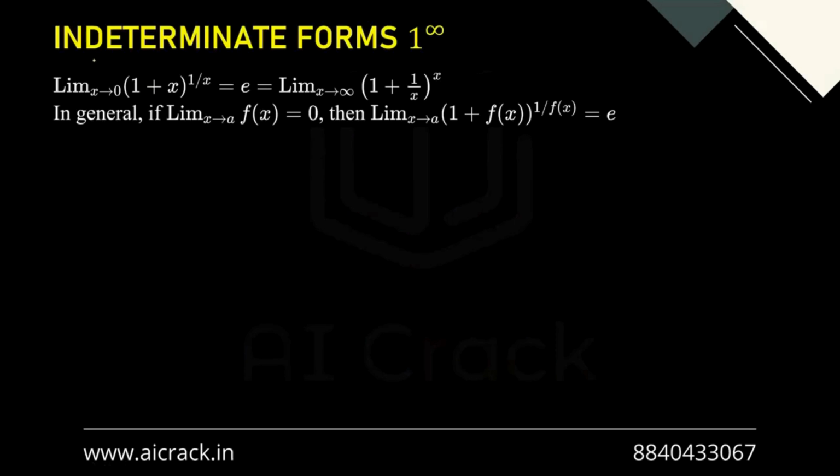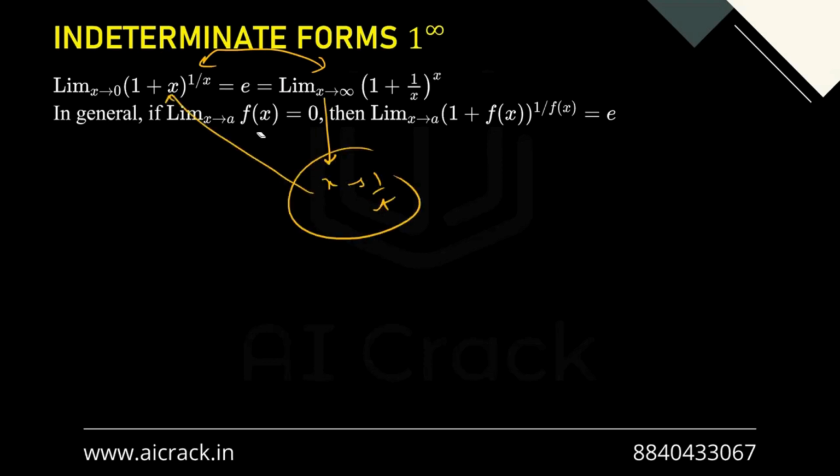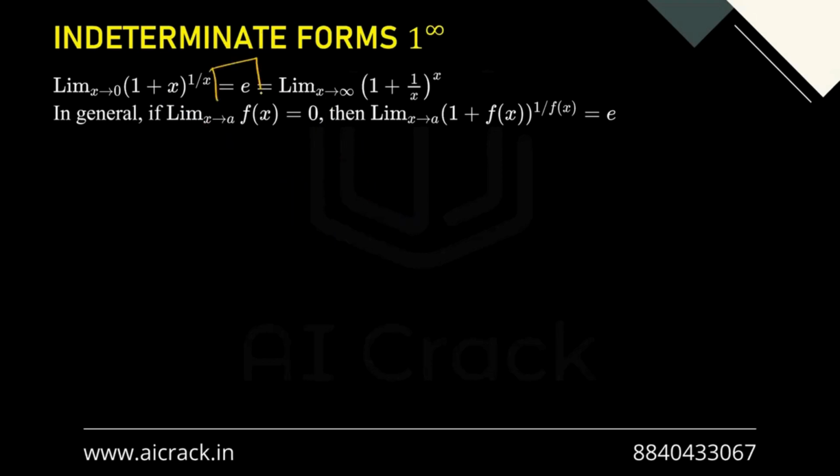Now let's talk about the last indeterminate form, that is 1 raised to the power infinity, and it is one of the most important indeterminate forms. It looks like limit x approaches 0, (1 + x) raised to the power 1 by x, and also limit x approaches infinity, (1 + 1/x) raised to the power x. They both are the same actually. Why? Because if you replace x with 1 by t over here, you will get this only. So they both are interconvertible, and we get the result as e.